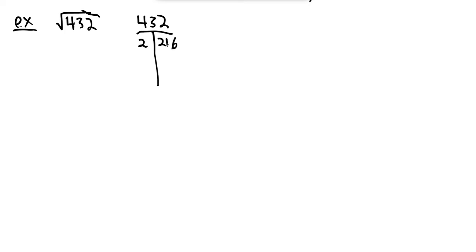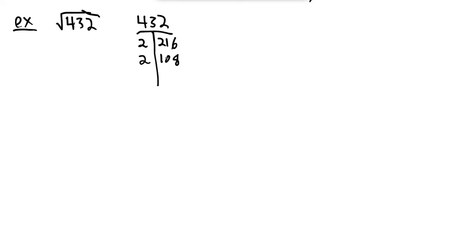Let's say you were given the square root of 432. Let's go through how you would do that. We're going to put 432 on the top of a t and start dividing. We're going to start by dividing by 2. Divide 432 by 2. What do you get? Well, put it into your calculator. You'll see it's 216. We're going to divide that by 2.